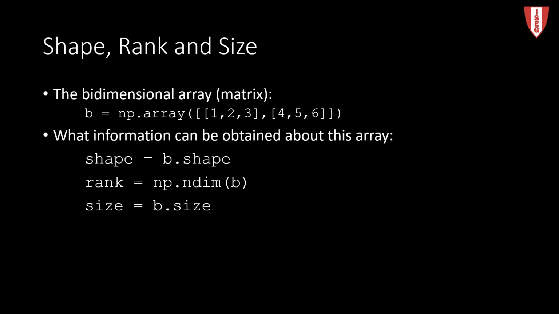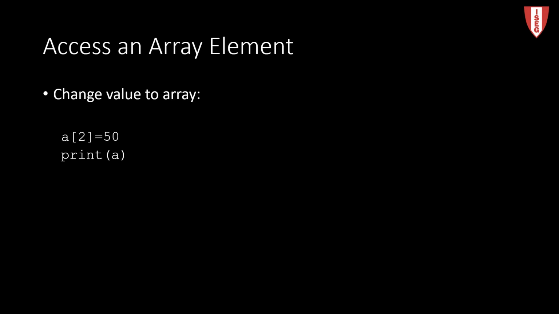Here we have a bidimensional array. We call it a matrix. In this case, the shape is 2 by 3. Rank is 2 and the size is 6. We can access an array element. The index in a NumPy array starts with 0, meaning that the first element has index 0 and the second has index 1 and so on.